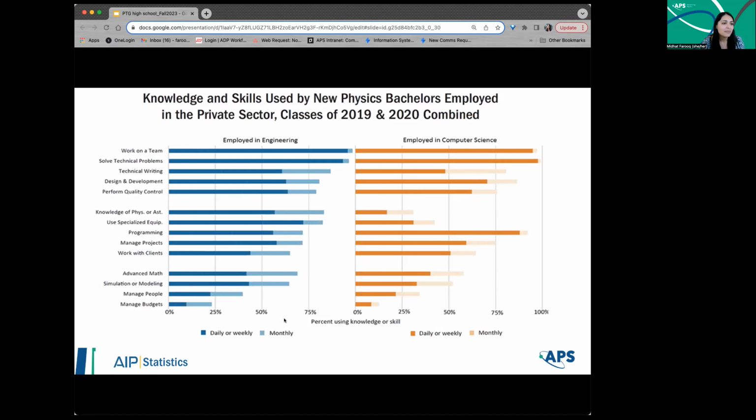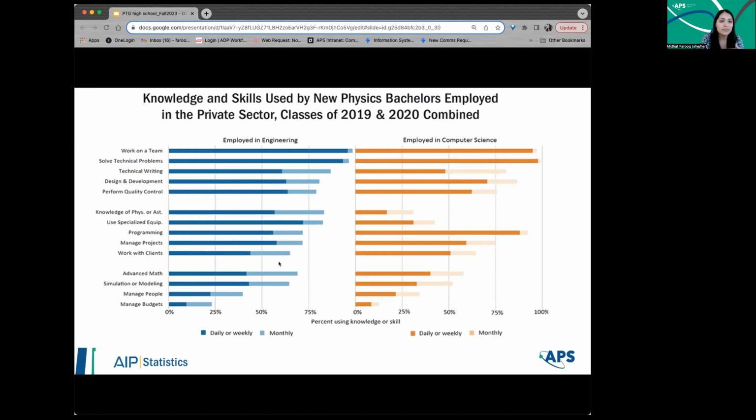And then I think this is one of the last data slides. So, just making that career path a little bit more concrete. What does the day-to-day work look like? We have the slide on knowledge and skills used by new physics bachelors. So again, let them absorb the slide and then call out whatever interests you.